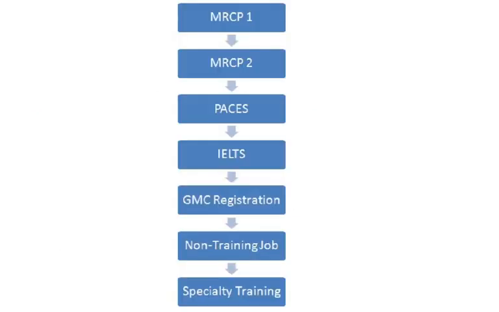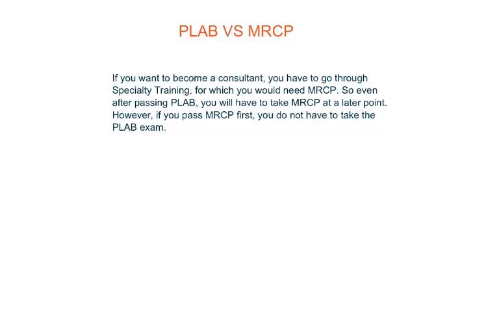So you take MRCP 1, MRCP 2, PACES, then you take IELTS, and finally you are registered with GMC. But then you might need to start from the non-training job and enter the specialty training later. So which one's better, PLAB or MRCP?